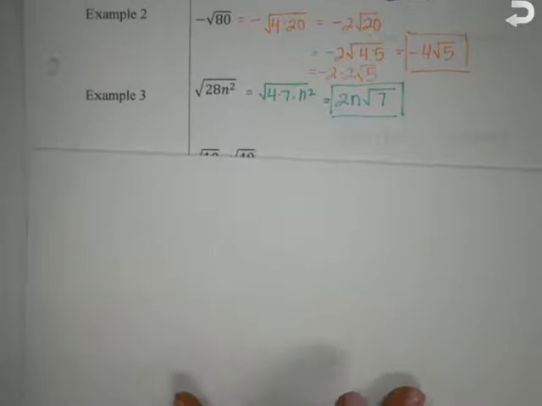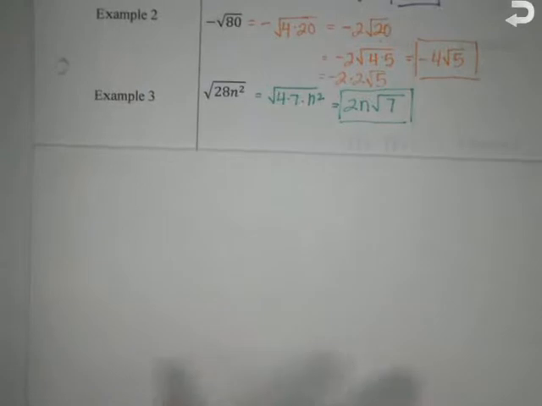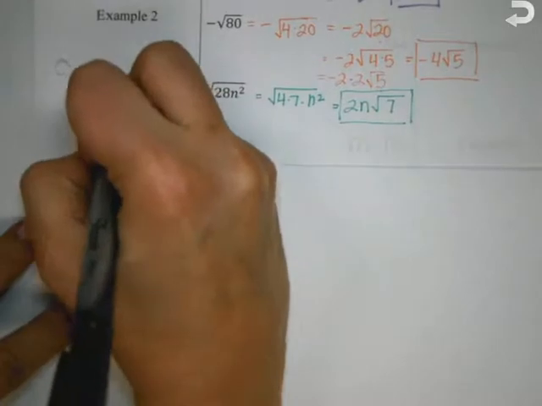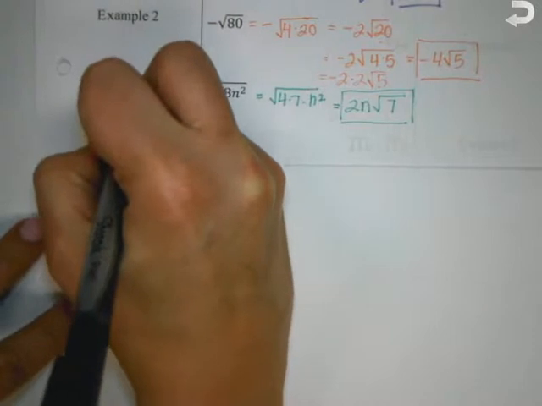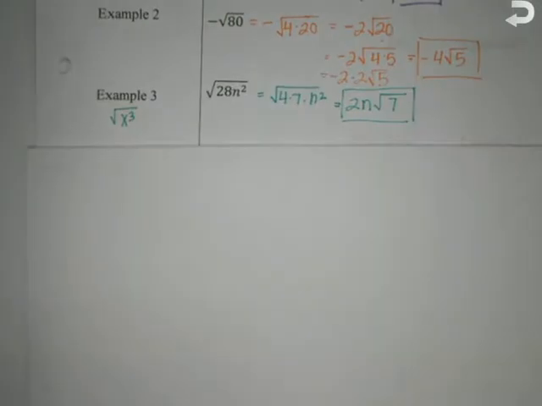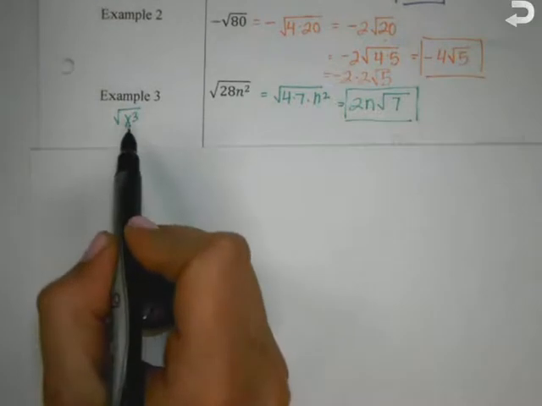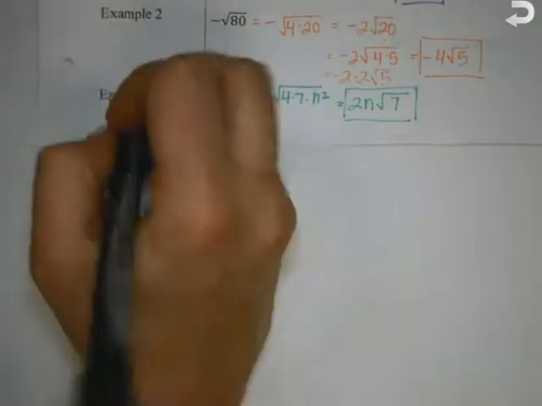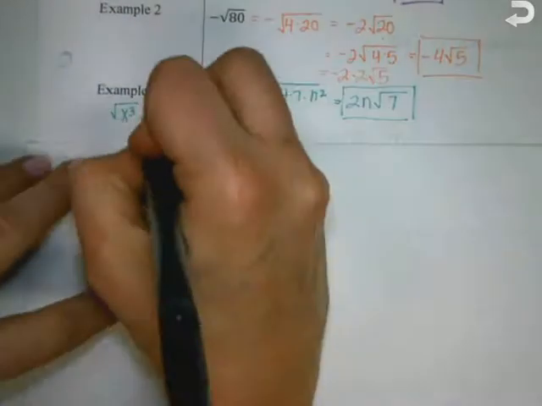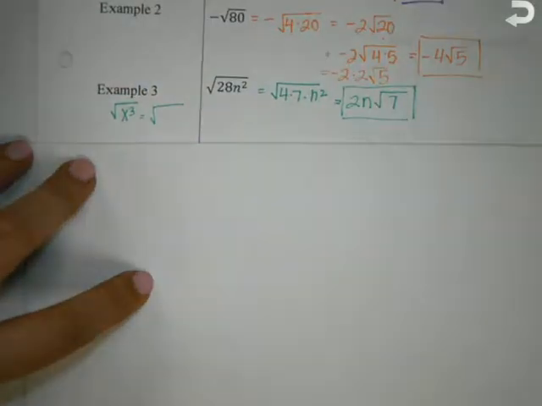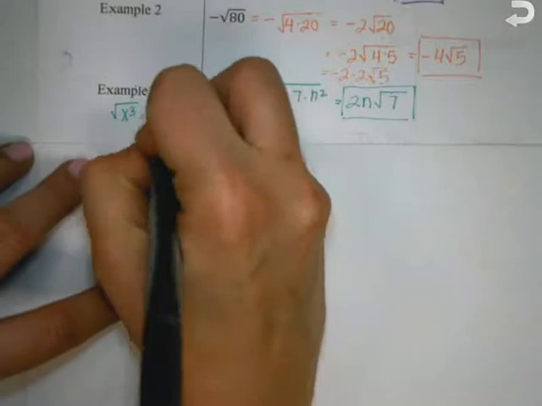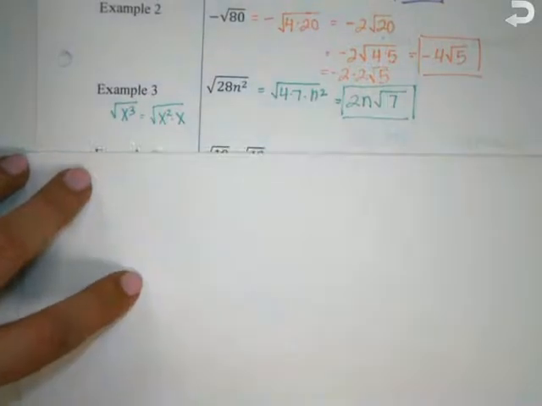Okay. Question before we move on to the next few examples. What if I gave you a problem that said the square root of x to the third? Can you rewrite x to the third using a perfect square? x squared times x. So what would this simplified be? x root x.